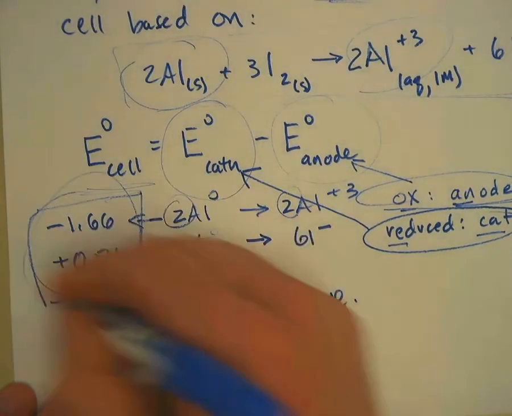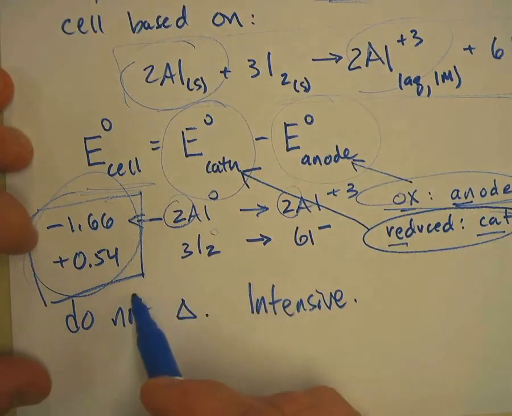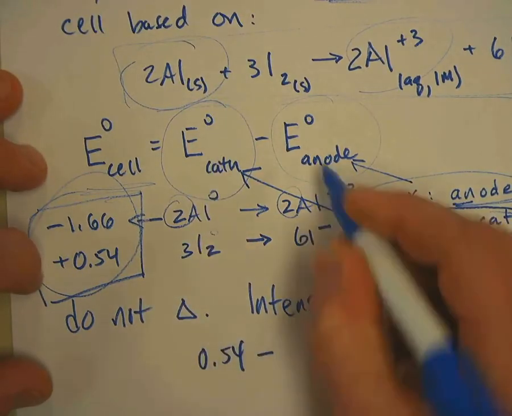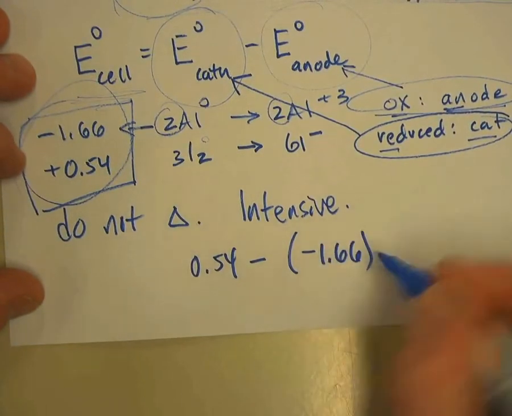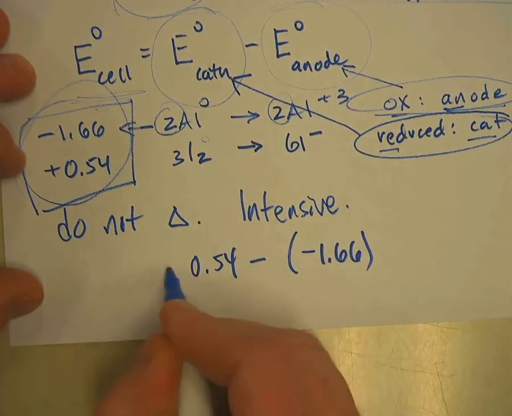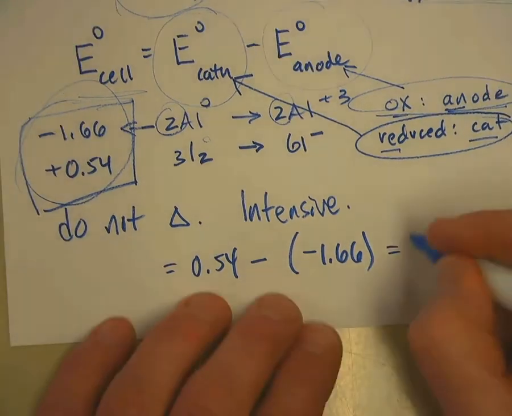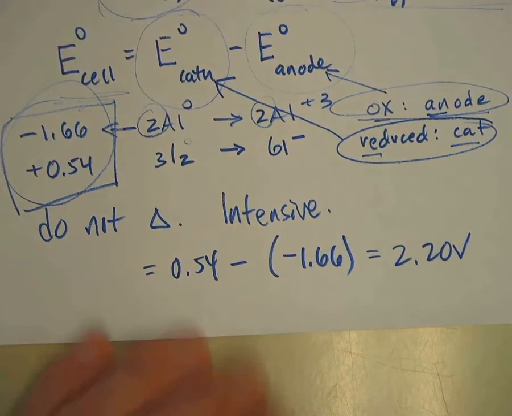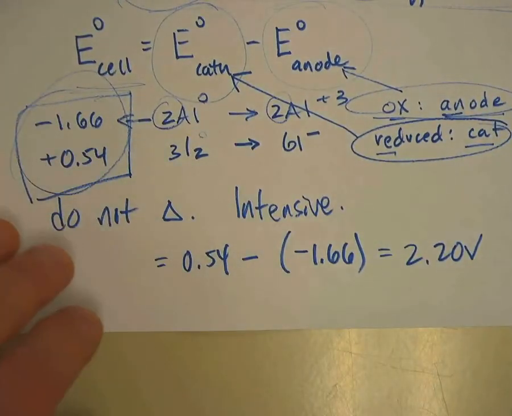Now take these numbers that we got off the standard reduction potentials page and plop them in for anode and cathode. Our cathode is positive 0.54. Our anode is negative 1.66. Remember, I keep the minus sign in there because we're finding the potential difference. And when I subtract those two, I end up with approximately 2.2 volts, or 2.20 volts. That's the first example.